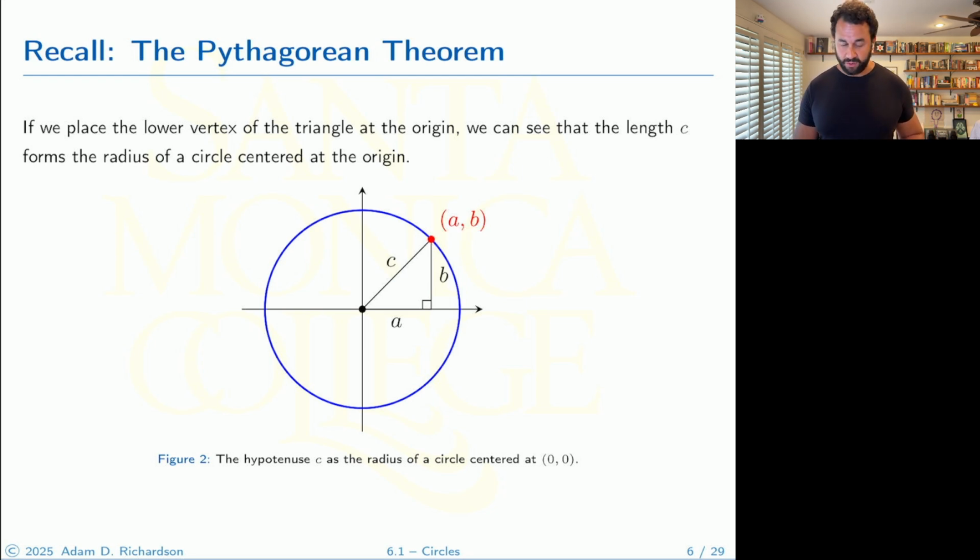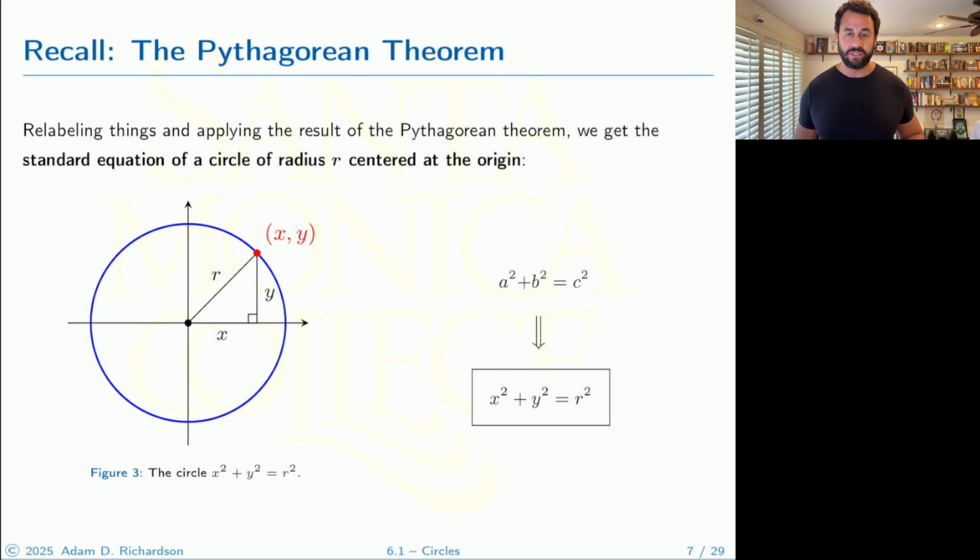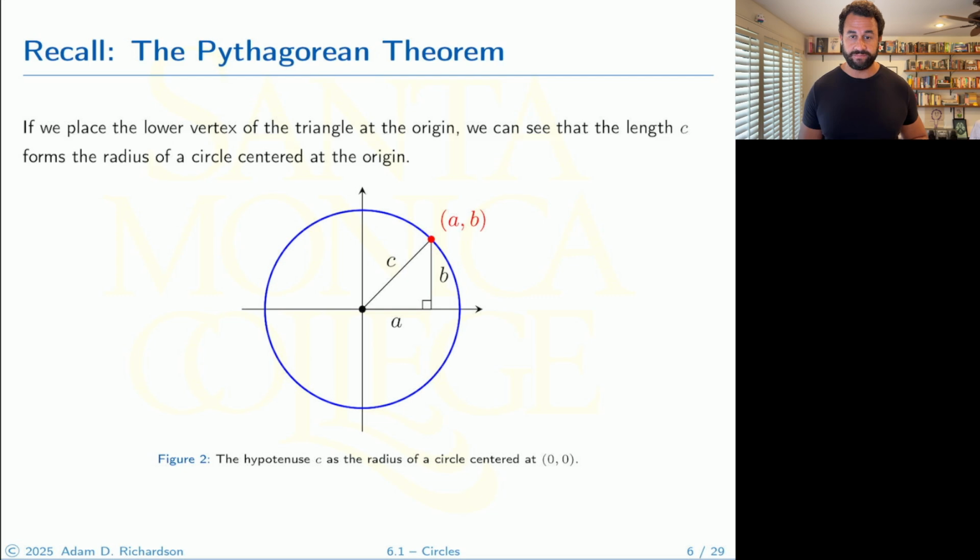All right. Now we're just going to relabel things. It's all we're going to do. So if we relabel things and we apply the Pythagorean theorem again, we get the standard equation of a circle of radius r centered at the origin, this right here. And we've seen this before. We saw this back in chapter 2, but this is just showing you exactly where that formula is coming from via the Pythagorean theorem. And all I did was relabel it. I relabeled this as x and relabeled that as y. There you go. That's it.